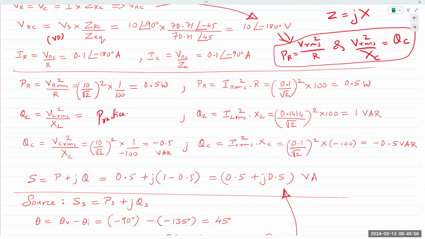Find VL, right? VL is something I've not found, but VL is simply IL times ZL. IL is the current I. ZL we already found. So practice finding the inductor voltage VL. Find VL, apply to this equation and find QL. QL using the current I squared times X gives me 1. Unit is VAR. Remember, Q units are not the same as watts. They are VAR, volt ampere reactive.